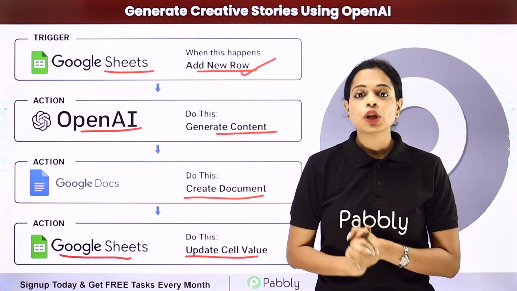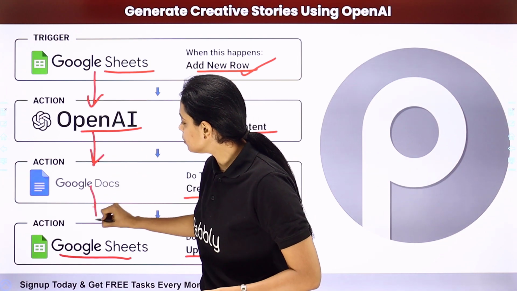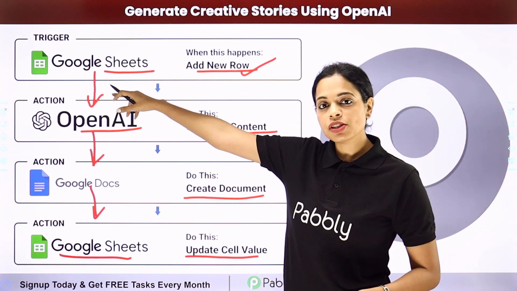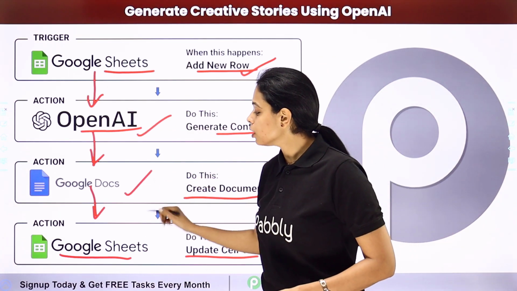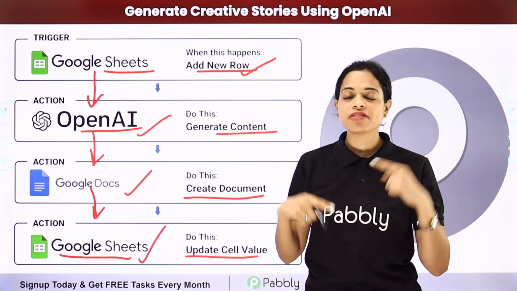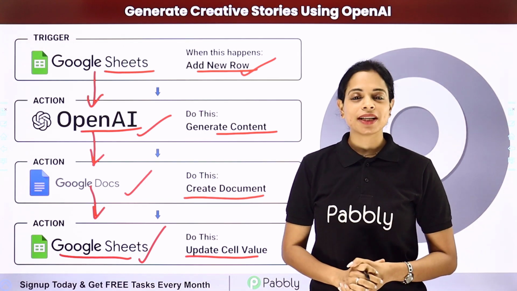How can that happen? For this, you will have to integrate the applications, and the same thing can be done using Pabbly Connect software. Here your trigger application would be Google Sheet and your action applications would be OpenAI, Google Docs, Drive and Google Sheet. Now, how can you do this yourself, integrate and automate this entire process? To understand that, let me take you to my screen.